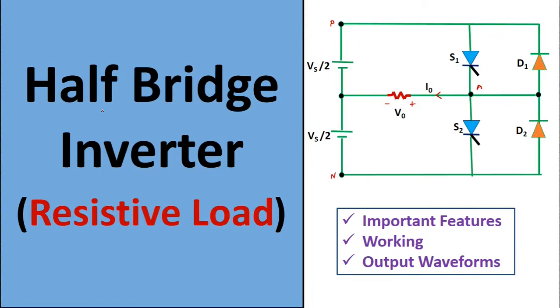So let us see what are the topics which we are going to discuss. First, important features of half bridge inverter. Second, working of this circuit. Third one is output waveforms for half bridge inverter.